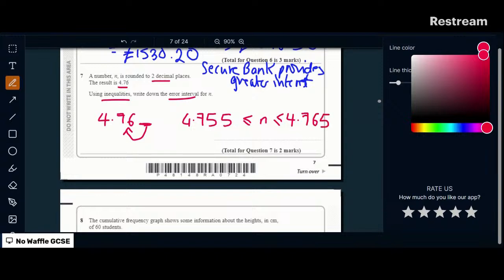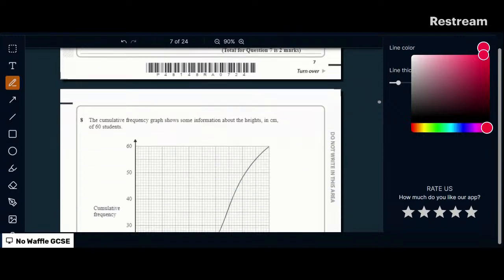As some people are saying in the chat, well done. But it's not going to be this sign there. Sorry, that was a mistake. So it's just going to be less than, because if it was 4.765, then it would go into being 4.77 instead. Okay, so that's the error interval.